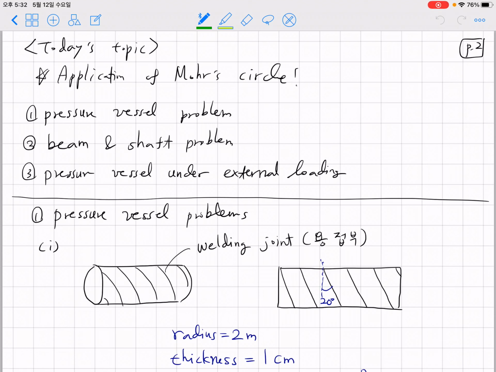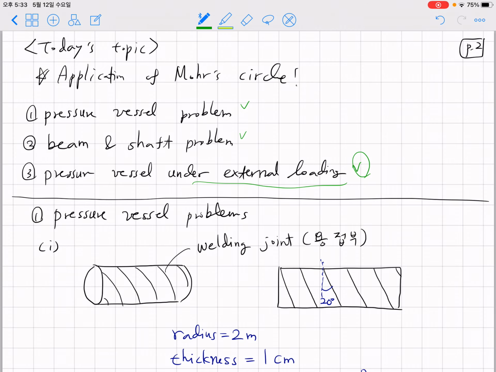So what we're gonna do today is application of Mohr circle by considering multiple loadings, and the example problems we're gonna consider are these three cases. First, we'll discuss about pressure vessel problem. Second, we'll discuss about beam and shaft problem, and third, we'll consider pressure vessel problem, which is internal gas with external loading. There can be axial loading and twist or bending in addition to internal pressure. So this analysis will be quite complex.